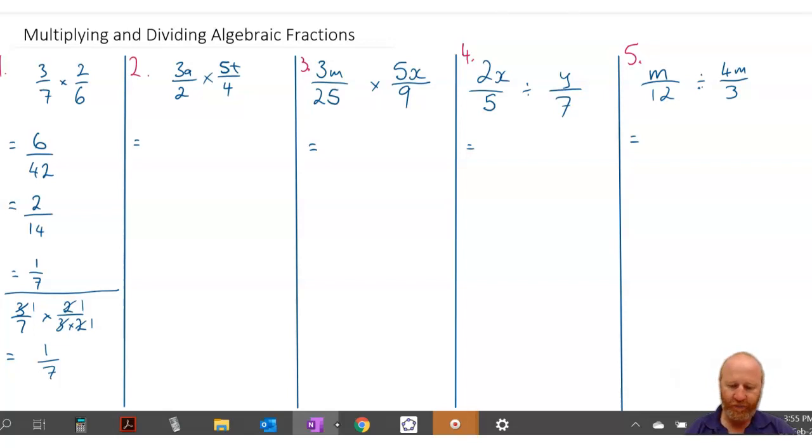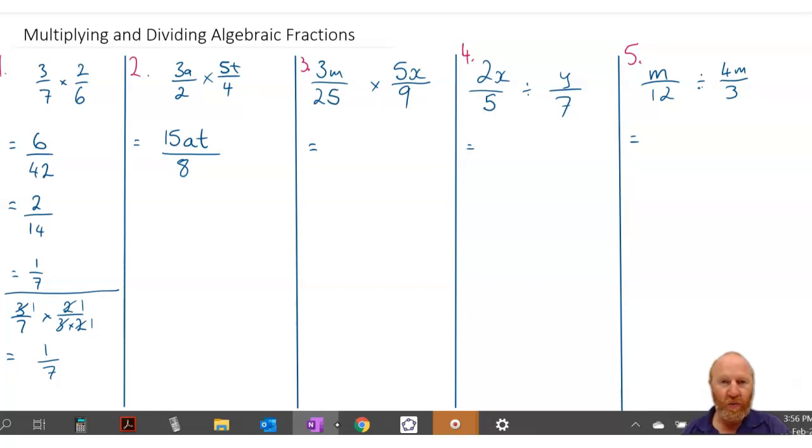Let's look at our next questions. In this second fraction here, if we multiply straight across the top and straight across the bottom, we get 15AT. Remember that pushing together the two pronumerals is a way of abbreviating multiplication. Writing AT simply means A times by T. Writing 15AT means 15 times by A times by T. And then on the bottom, 2 times 4 is 8. I don't think there's any common factors there for cancelling. Let's move to the next question.